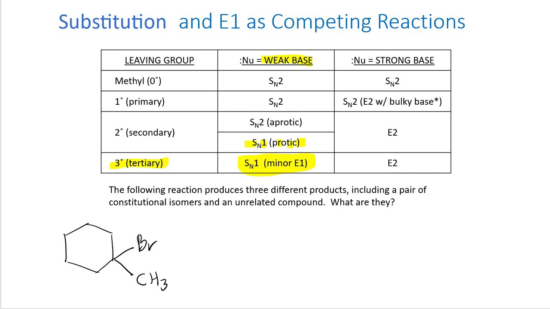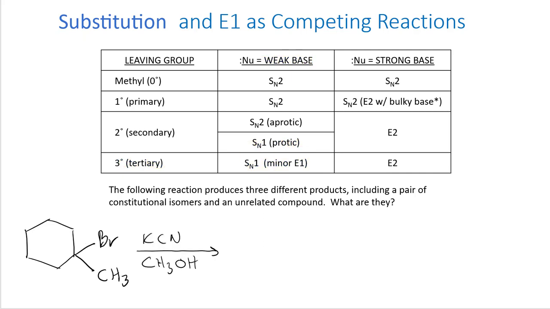So here's one example where we're challenged to predict the three different products, including a pair of constitutional isomers and an unrelated compound, for the reaction below. And remember, we're thinking about both substitution and elimination, so we want to try to predict the products of both of those reactions. Let's take a few minutes and see what we can do.